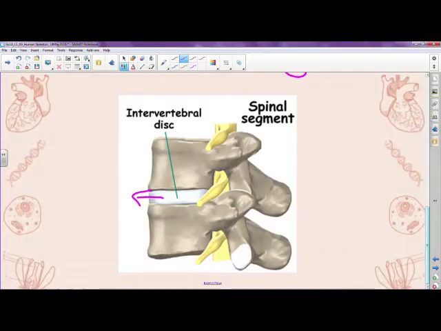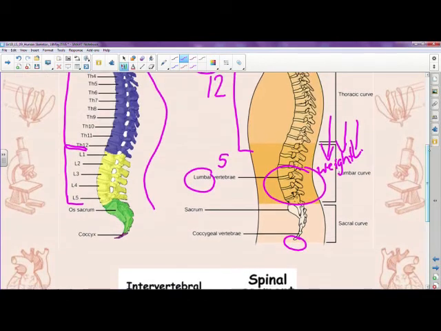But what I find over here is that these are joined. So they're actually 5 vertebra. My sacrum is made up of 5 vertebra that are fused.